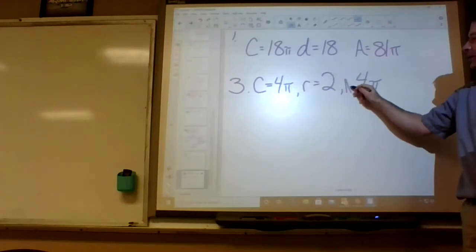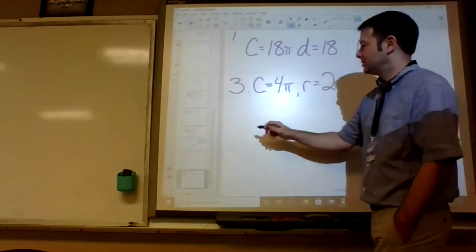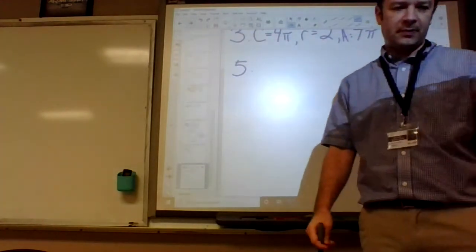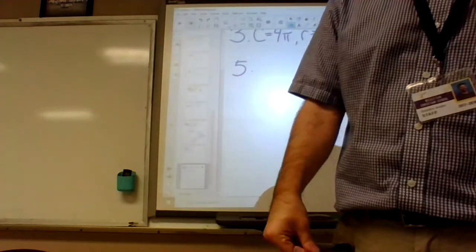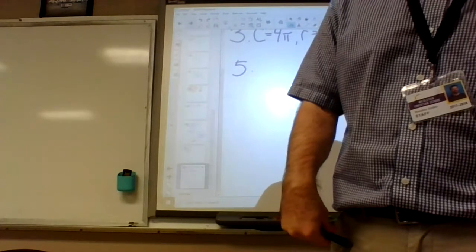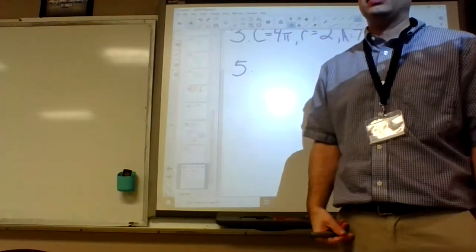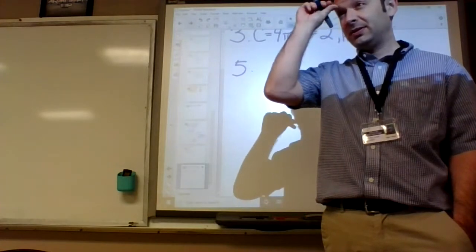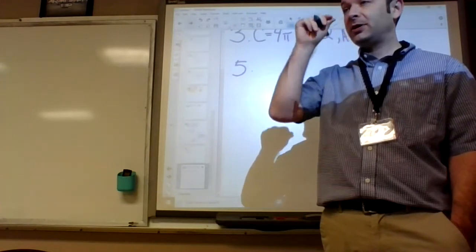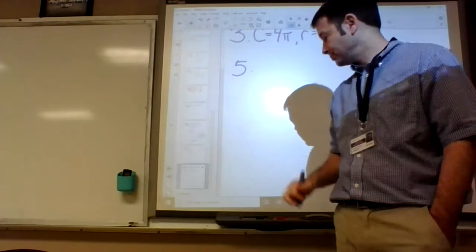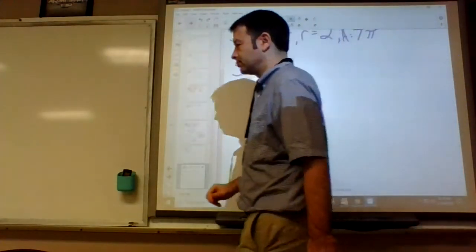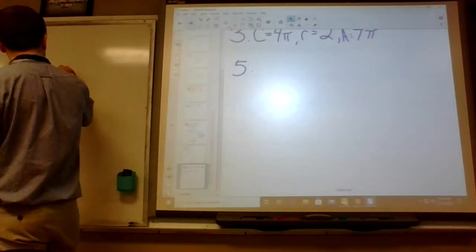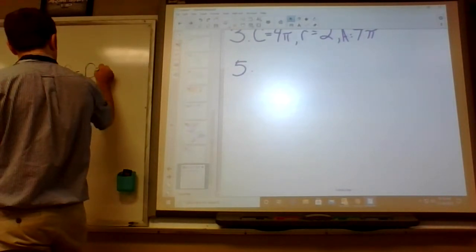Whoops, forgot my calculator. Alright. Number 5. Okay, Chase. If the diameter is 1.6, how could we find the circumference?